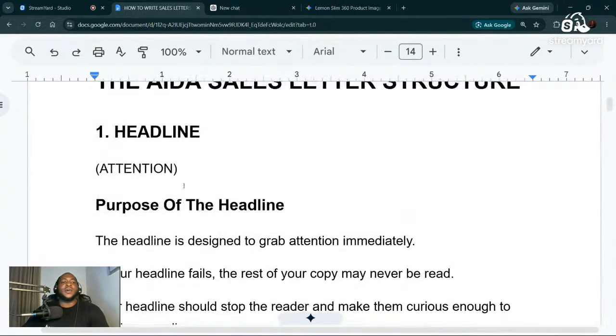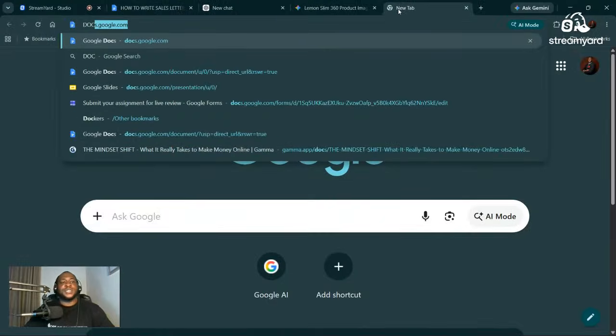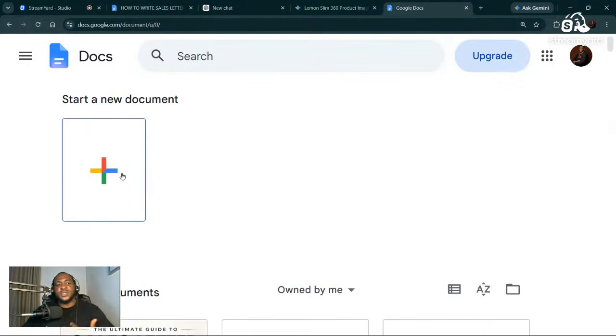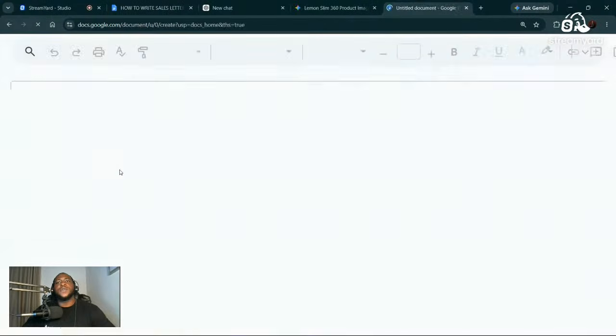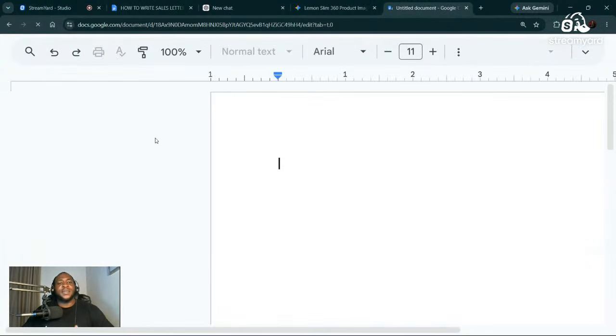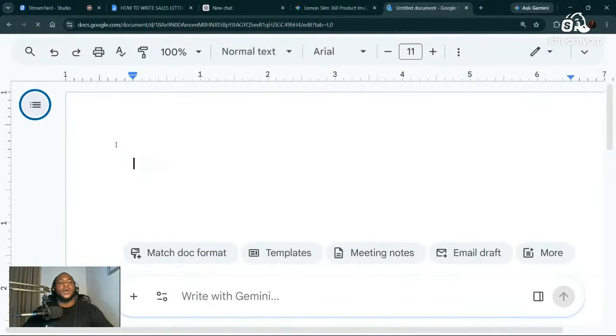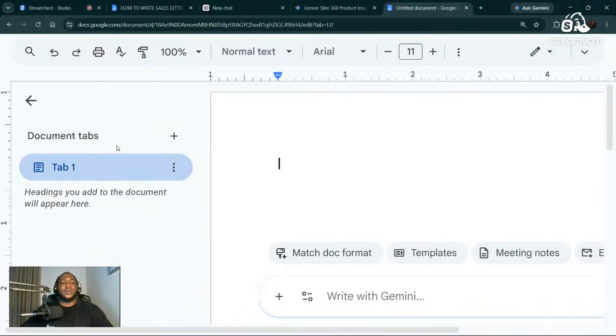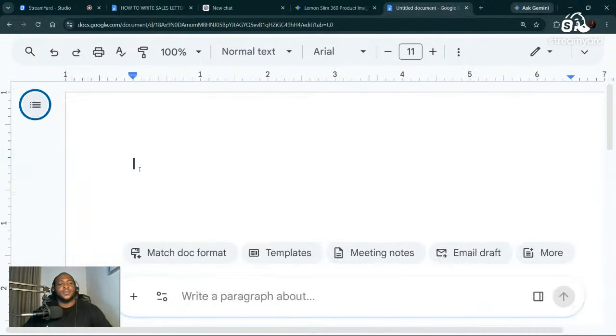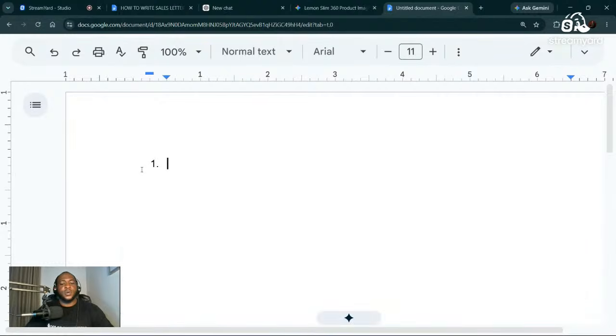For you to write a copy for that product. Okay, before you do that, let's go to our sheets. This is the application you use to write copies. It's called Google Docs. For us to write this copy, there are many things we need to have in place. Number one, we need to understand the product name, which is Lemon Slim 360.